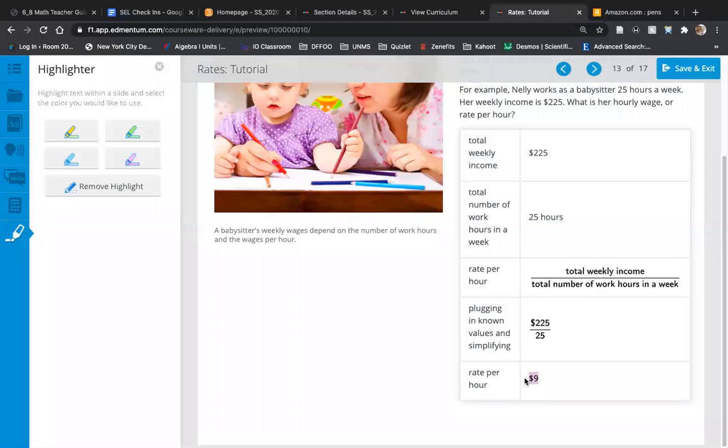If you're making $9 per hour, it's also good to know math because you're making less than minimum wage, and you should take that up with your employer because it's illegal, all right? Life lessons. Moving on.